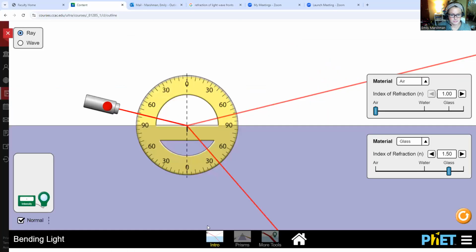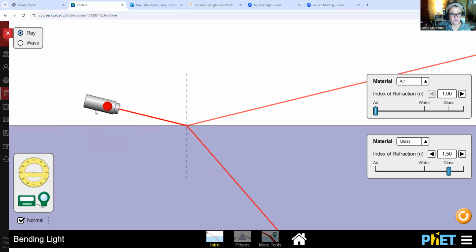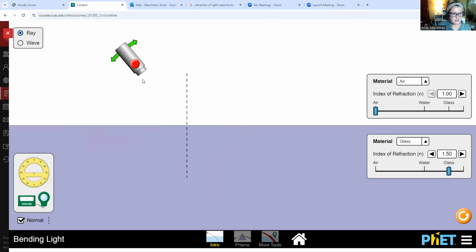Okay. So in the lab, you're just going to be using the intro section. When you get to the lab, the first thing you're going to notice is that you have two insulators here, air and glass. And you can turn on your ray and you observe that some of the light is reflected and some of the light is transmitted. And you can see the bending of the light here.